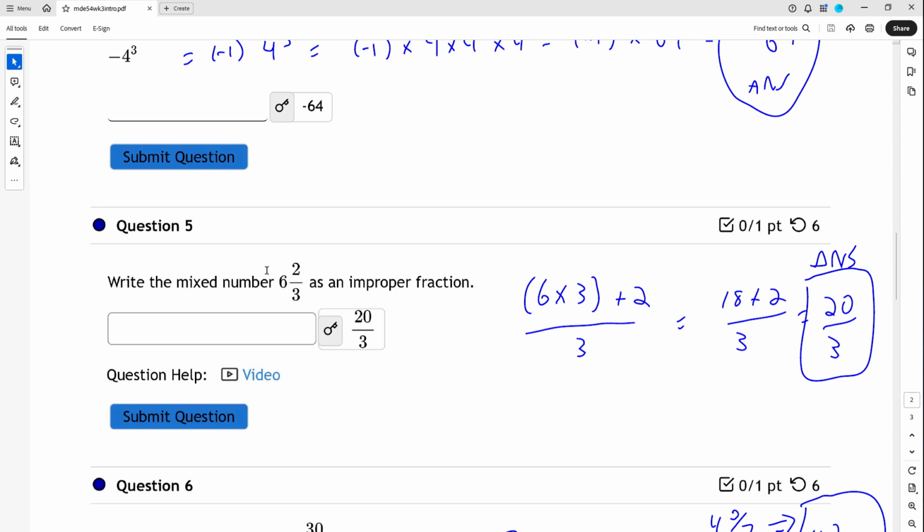Write 6 2/3 as an improper fraction. So what I end up doing is multiplying 6 times 3 plus 2 in my numerator. My denominator has a 3. So 6 times 3 is 18 plus 2 is 20 over 3 for my final answer. And that's number 5.